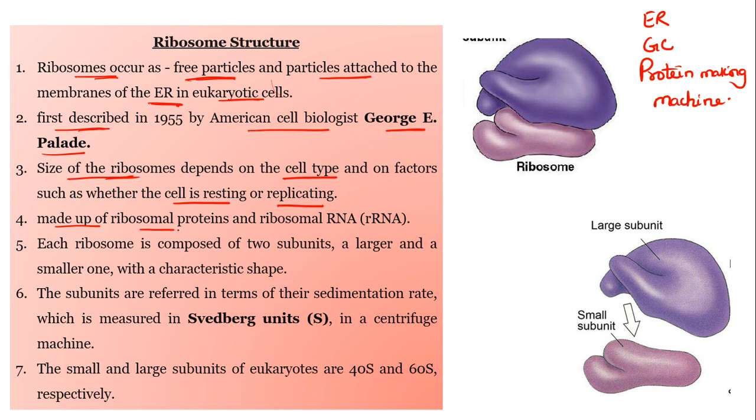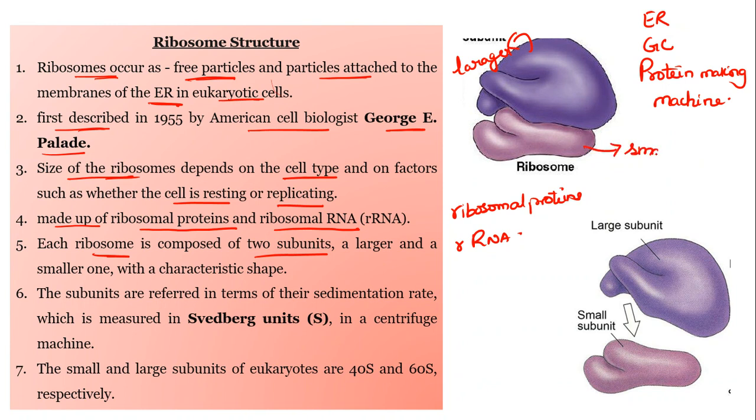And then this ribosome is made up of proteins which are called ribosomal proteins and ribosomal RNA. So what is ribosome made up of? Ribosomal proteins, and also ribosomal RNA, right? And each ribosome has two subunits. You can see here, this is the larger subunit and this is the smaller subunit. So every ribosome is made up of two subunits, a larger subunit and a smaller subunit.